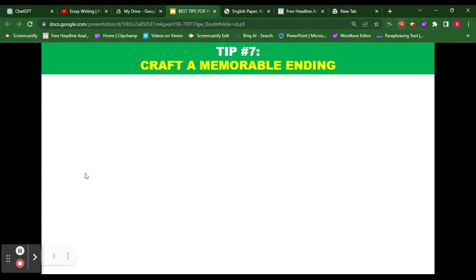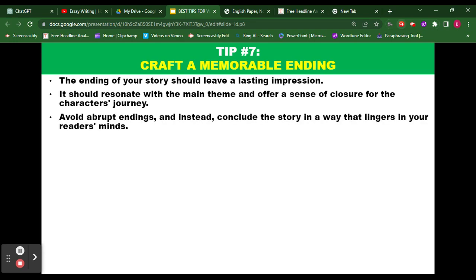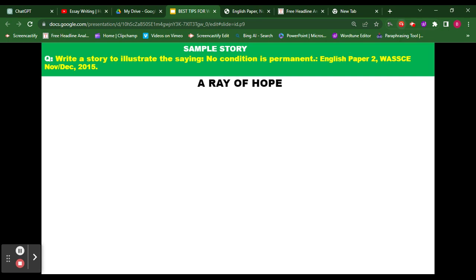This brings us to tip number 7, craft a memorable ending. The ending of a story should leave a lasting impression. It should resonate with the main theme and offer a sense of closure for the character's journey. Avoid abrupt endings and instead conclude the story in a way that lingers in your reader's minds. This is really important. And then we come to the sample story.